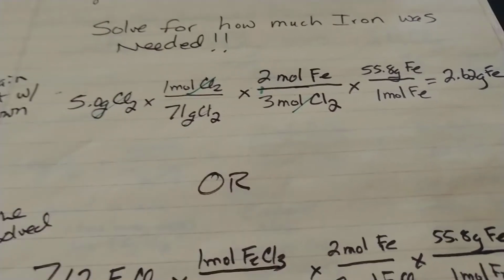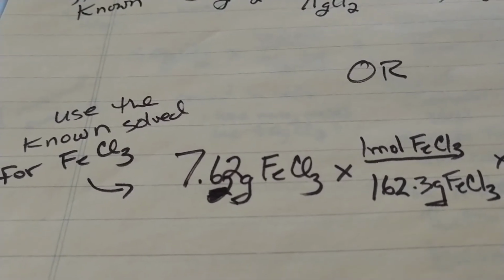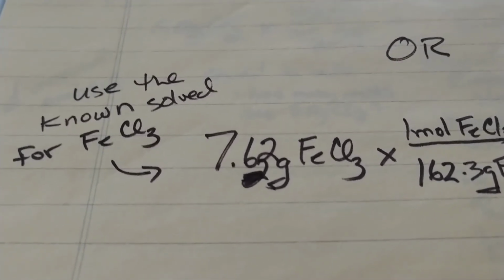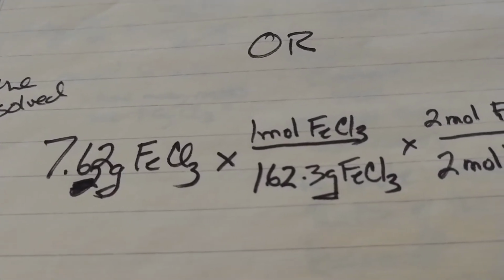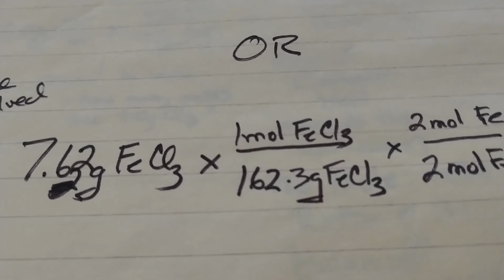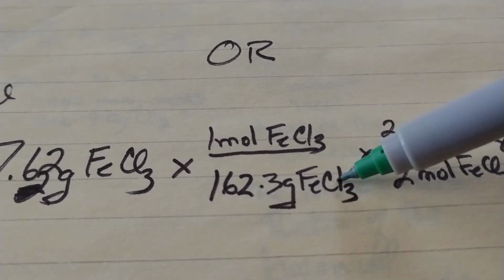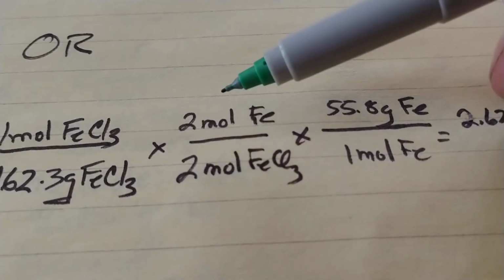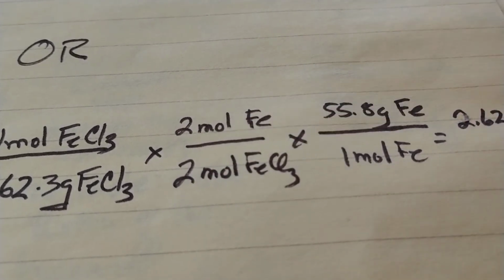Or you can see here that I could have used the 7.62 grams that I solved in the very first video problem. I could have started here to solve the same thing, except my setup is just a little bit different. I convert the 7.62 grams of iron(III) chloride to moles, which we learned earlier was 162.3 grams of iron(III) chloride per mole. But now my mole to mole ratio switches over to the crucial crossover step: 2 moles of iron are needed for every 2 moles of iron(III) chloride that's produced.